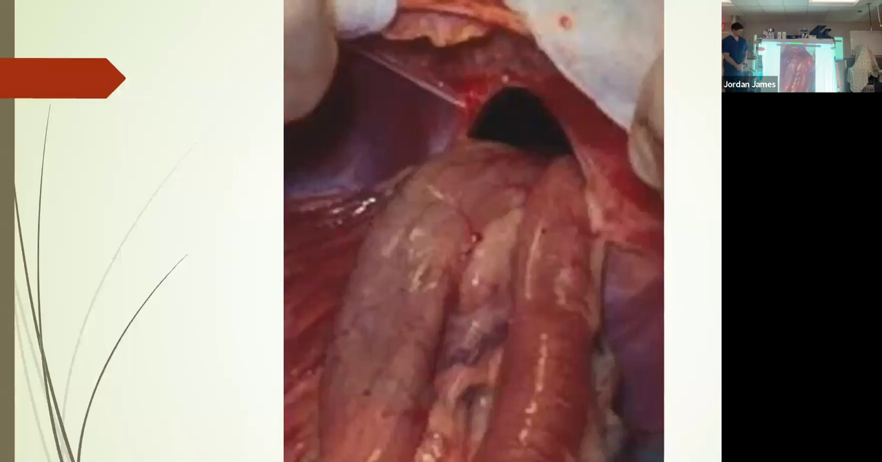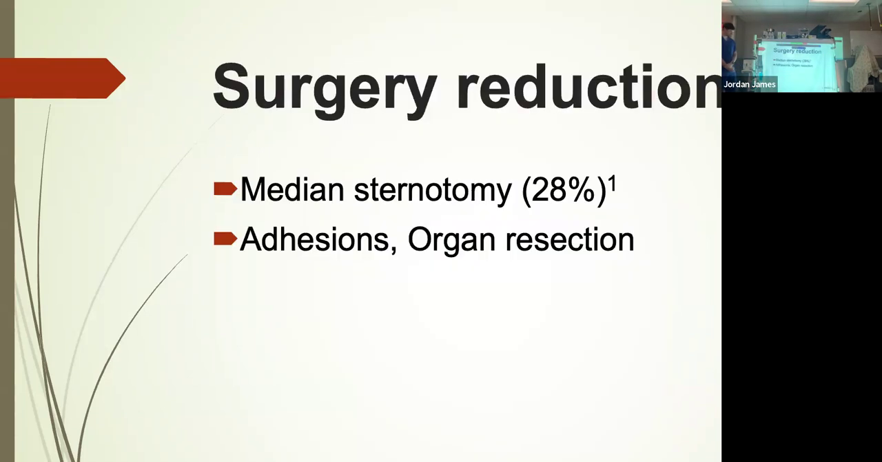So this is what that's going to look like. You can see these intestinal loops moving through the hernia here. So you just want to gently pull on those intestinal loops to help move them into the abdomen.